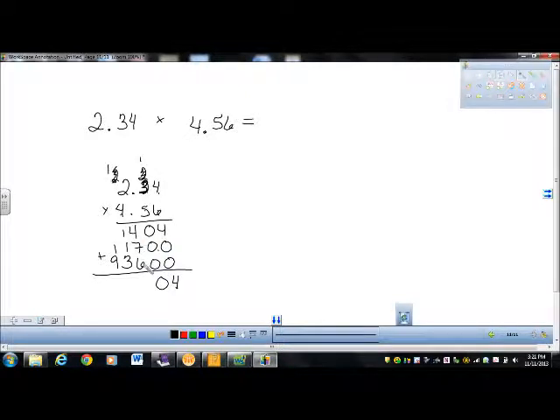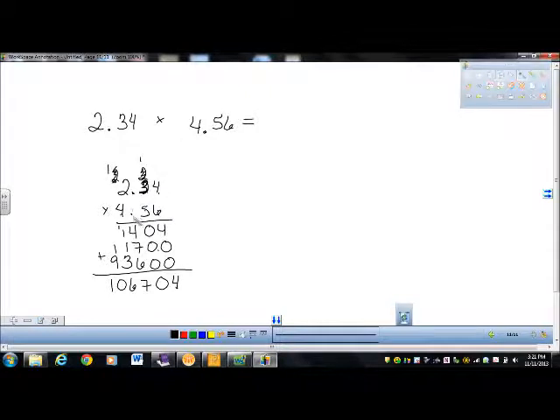4 plus 7 plus 6 is 17. Carry my 1. 1 plus 1 plus 1 plus 3 is 6, and 1 plus 9 is 10. Now, where in the world does my decimal go? Because I don't need to line them up, but I do need to count. So how many places to get from here to the end of our number?